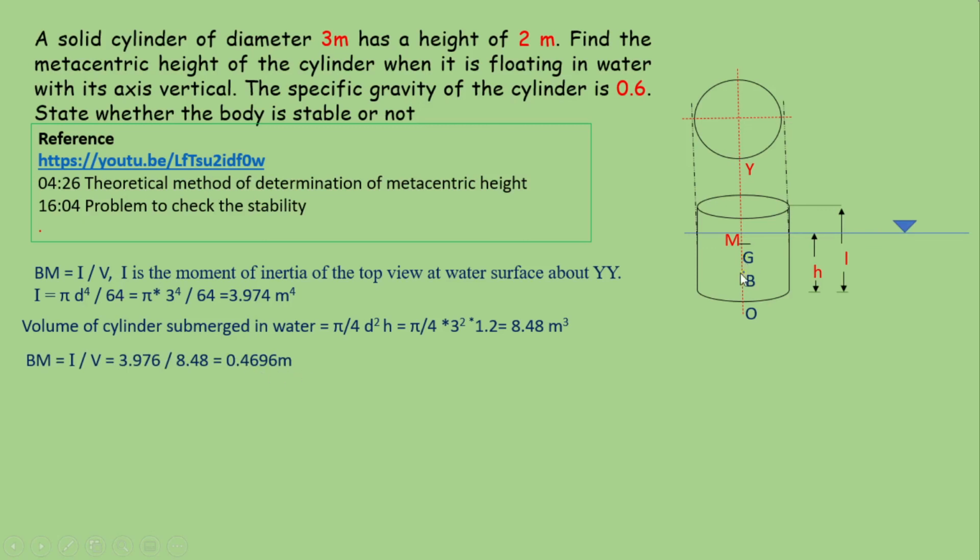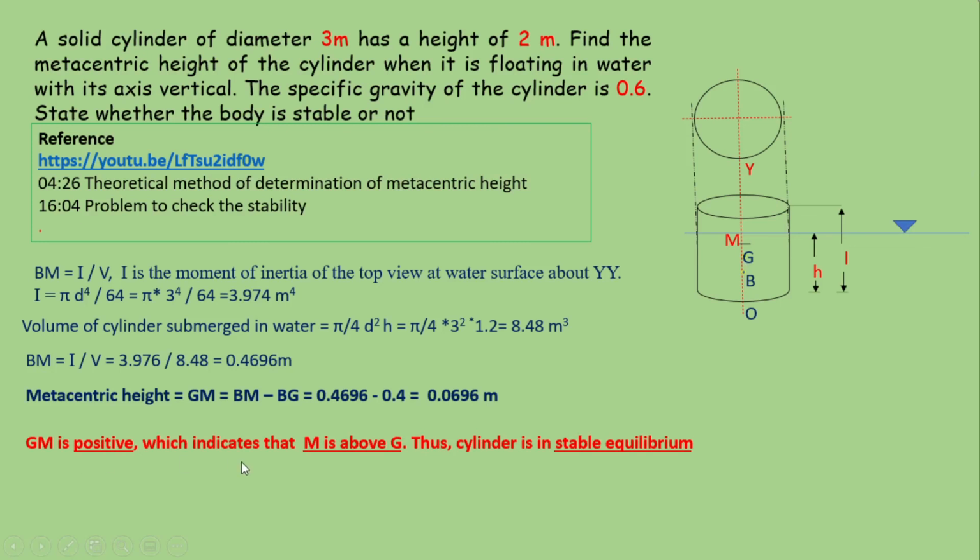Metacentric height is GM, that is equal to BM minus BG. If you substitute, then the metacentric height is obtained as 0.0696 meter, which is positive. So that means our assumption, that the position of M is above G, is correct. Or we can say that this floating body is in stable equilibrium. For the time being, it is enough. Thank you.